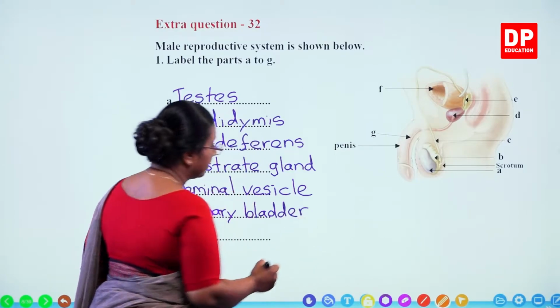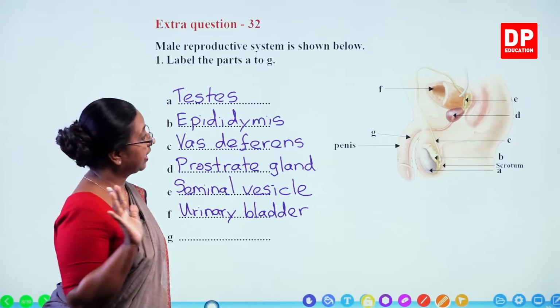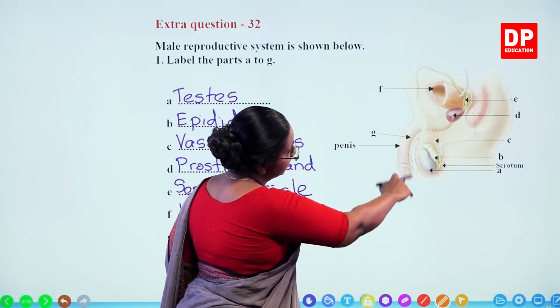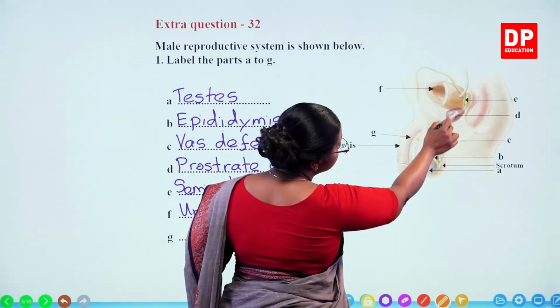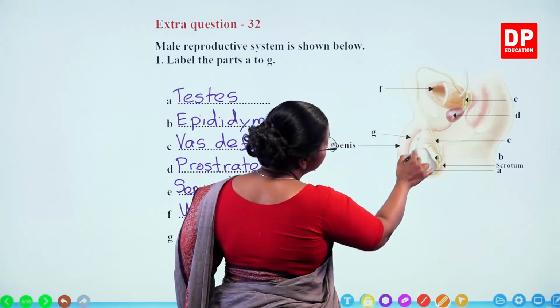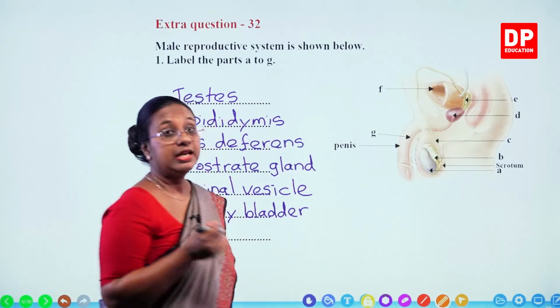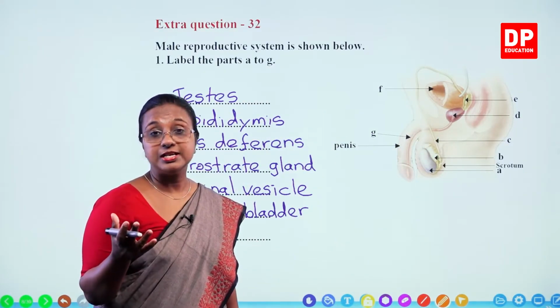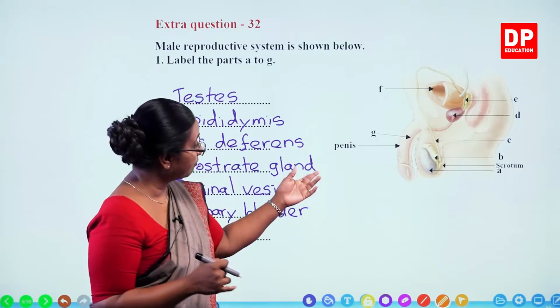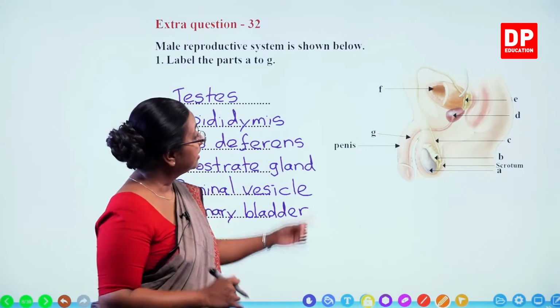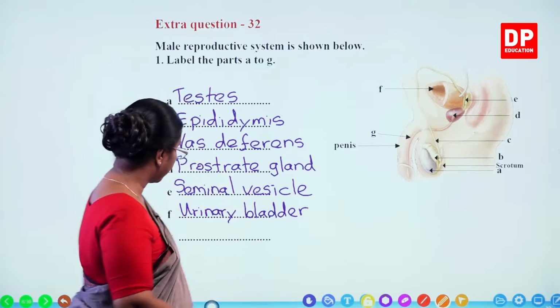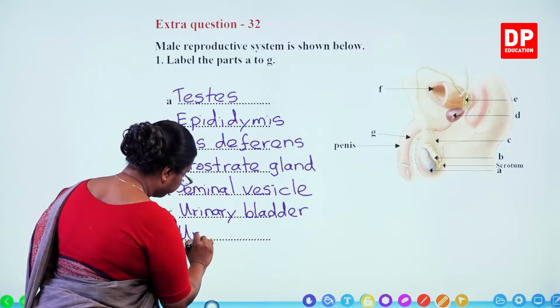You can also label it as bladder. That is also correct. Then we have structure G. From here you can see from the seminal vesicle the common tubule. It is common to both the urinary system and the reproductive system of males. That is the urethra. Structure G is urethra.